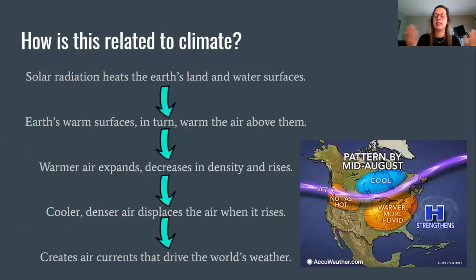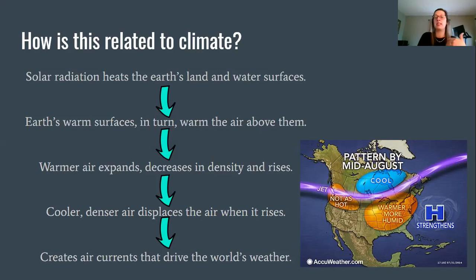So how is this related? Why does this matter? Well, it kind of flows like this. Solar radiation, the heat from the sun, shines down on the Earth, and it heats the Earth. It heats the land, it heats the water. Then that surface, the Earth's surface, in turn, emits some heat energy or infrared radiation and warms the air above it. So now you have all this air that's right near the Earth's surface that's warm. That warmer air expands, the density decreases, and when things are less dense, it rises. You know, heat rises. When the heat rises, cooler air from out in the outer parts of the atmosphere will come down towards the Earth and replace it.